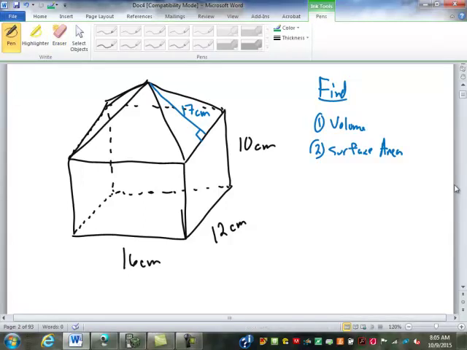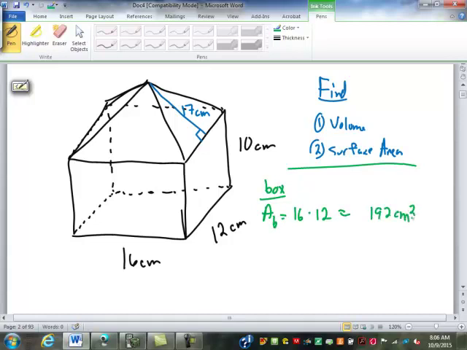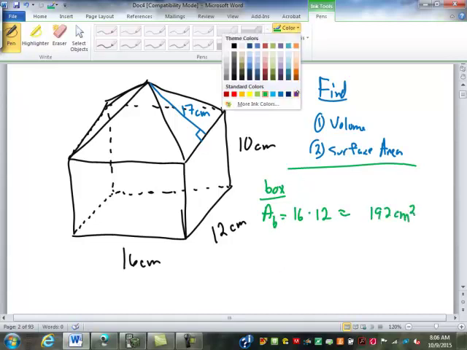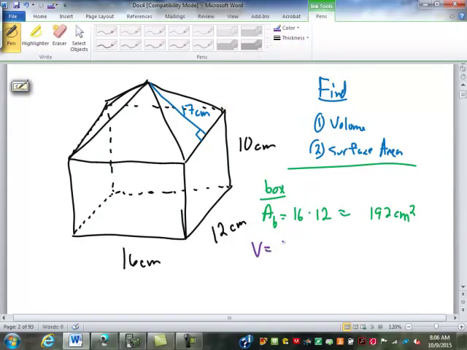Okay, let's just take a peek. Volume. Well, we're going to look at the volume of the bottom piece here, the box. The area of that base is just 16 by 12, or 192 square centimeters. So the volume of the box, 192 centimeters squared times 10 centimeters is 1,920 centimeters cubed.